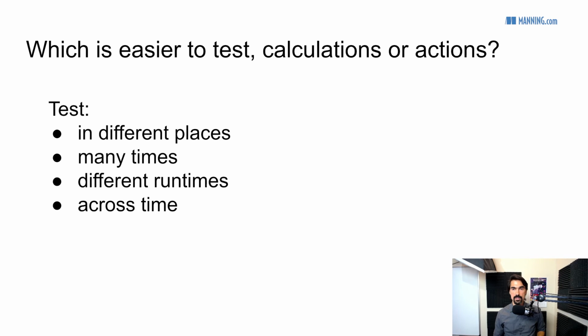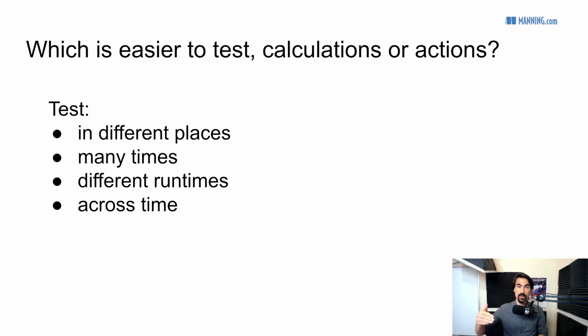Which is easier to test, calculations or actions? Actions depend on how many times they are run and when they are run. And when we're testing our code, we usually want to test it more than once, right? We might have 20, 100 tests to test one function, so we're going to run that function 100 times. And then, of course, we might run that function 100 times in one day. Every time we modify some code, we rerun our tests.